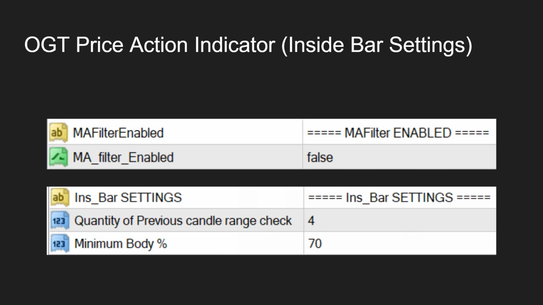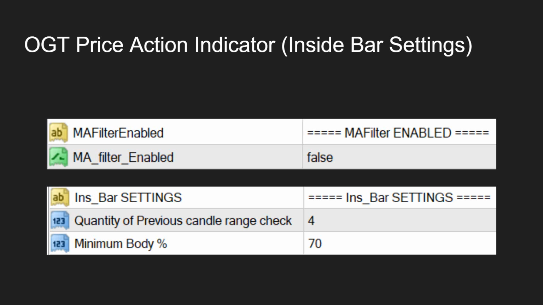In terms of the settings of the OGT price action indicator, again, it's absolutely free. Link is in the description to pick that one up. Because it's not a trending or a counter trend kind of pattern, you can trade it as trend continuation or reversal. My suggestion is that you take the filter off and keep it as false, so therefore you will see every single signal that comes on the chart.